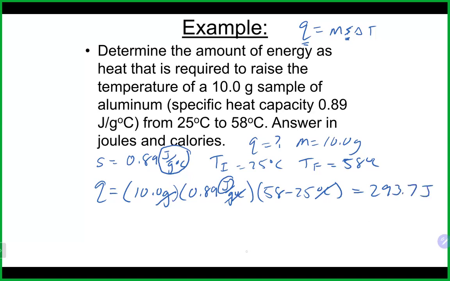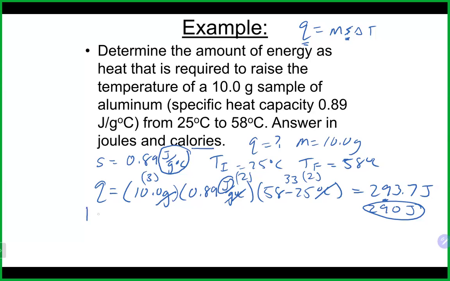293.7 joules. Sig fig wise, when you do this subtraction, you're at 33, which is 2 sig figs, and 2 sig figs and 3 sig figs, which means technically speaking we're probably looking at something like 290 joules in this case. We do want to convert it also into calories.